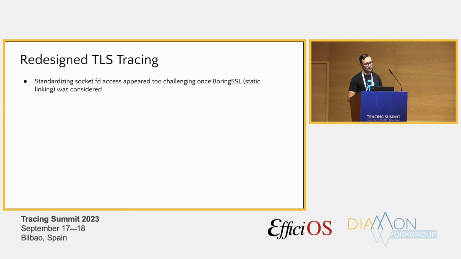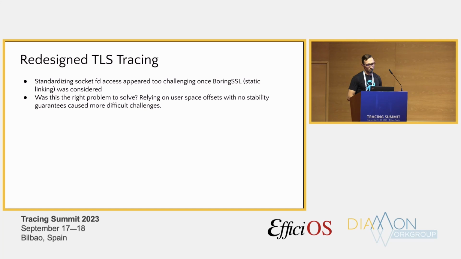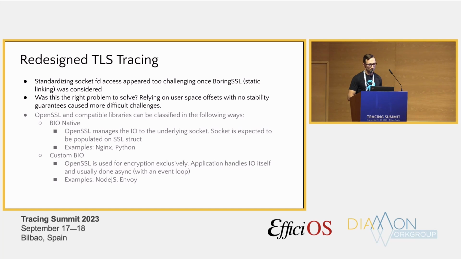So we went back to the drawing board, and we wanted to think of a redesigned solution. As we started adding more and more use cases in scope, we started to realize the challenges that were piling up. And so we started to wonder, maybe we're not solving the right problem. Relying on these user space offsets with very little stability guarantees already had difficulties with it, and now, there's just more and more things we're trying to solve.